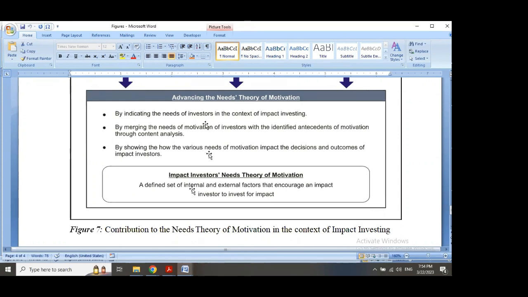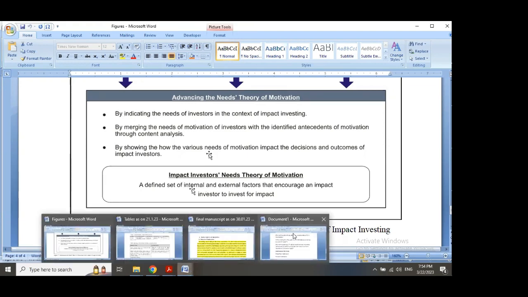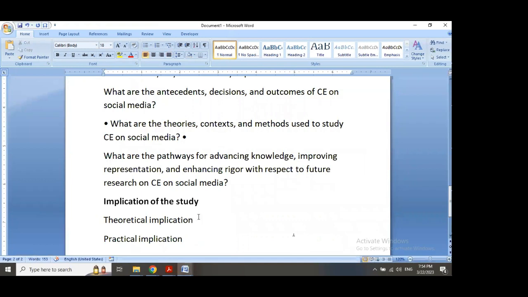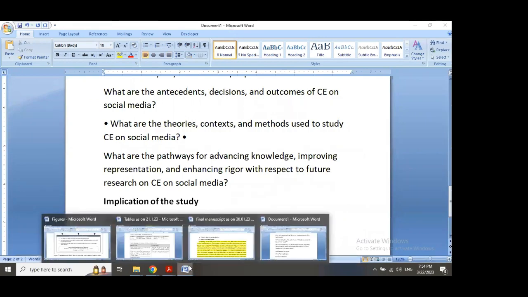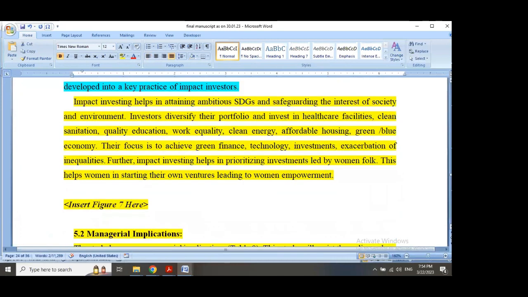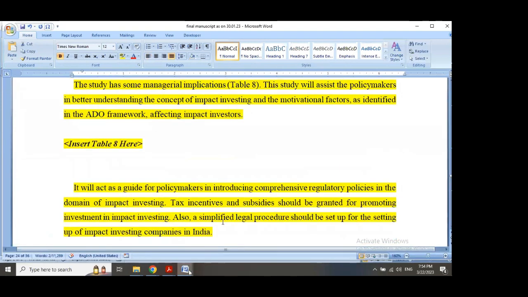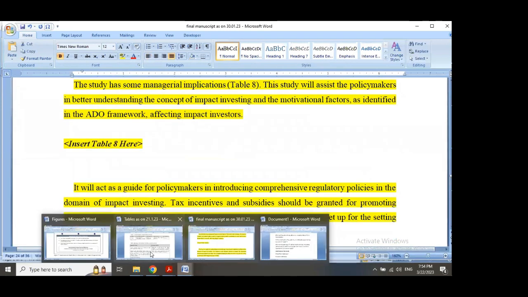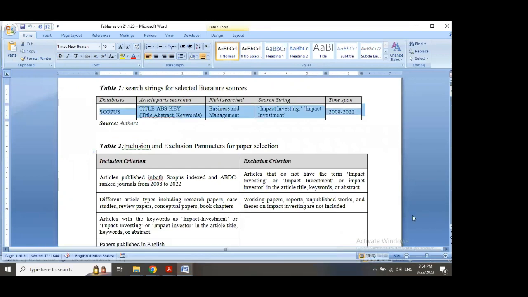First of all, we have used McClelland's theory. Now we have talked about the impact investor need theory of motivation, that actually, which theory better defines this topic of mine. This is what we will be writing here. In practical implications, this is a topic related to impact investing, so in managerial implications, how is this topic going to be helpful for the managers.